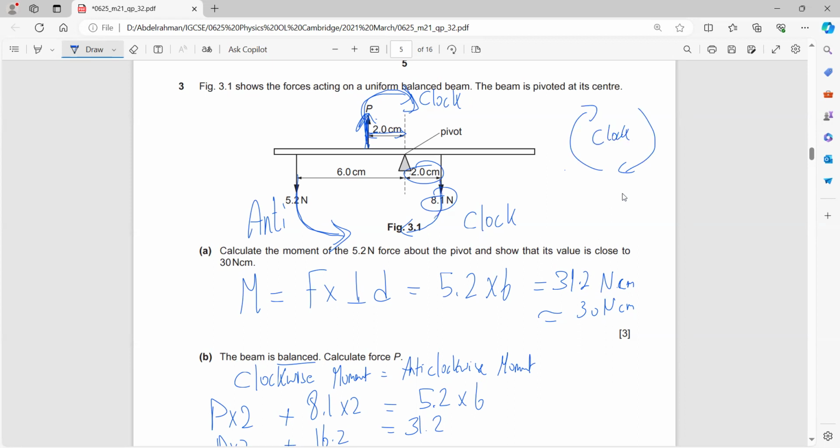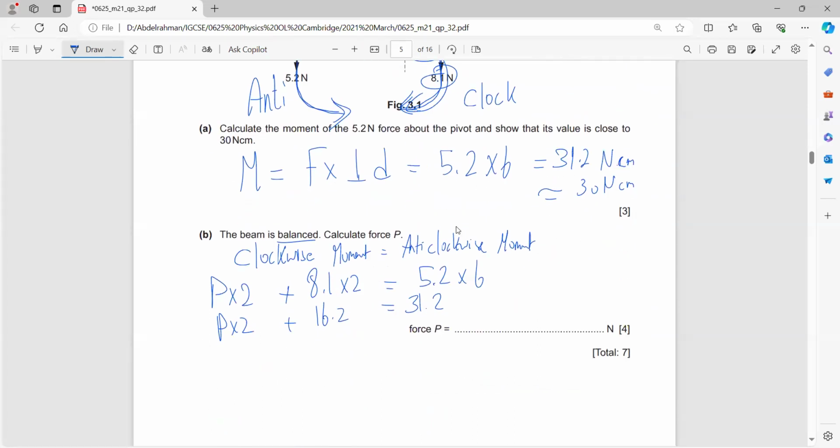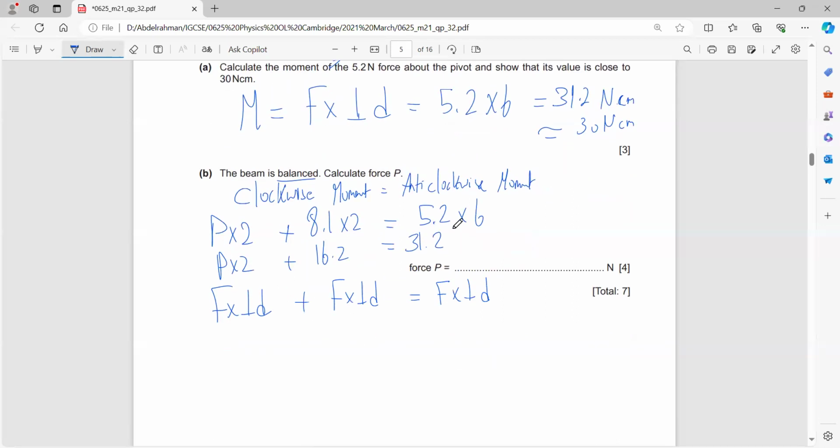But whatever rotates in the same direction is clockwise. This is rotating this way, so both of them are clockwise. So 8.1 times 2. Moment is force times perpendicular distance. What did I do? Force times perpendicular distance plus force times perpendicular distance is equal to the force times the perpendicular distance, but in the anti-clockwise direction.